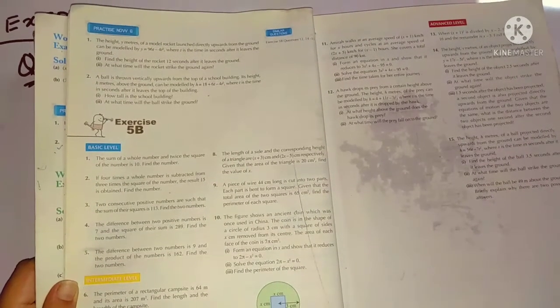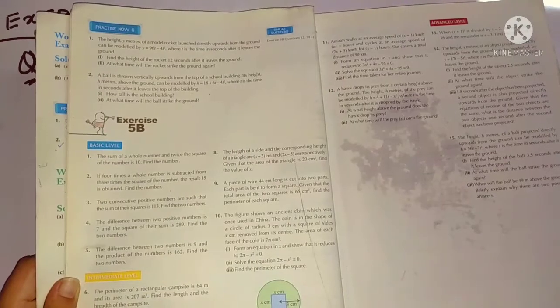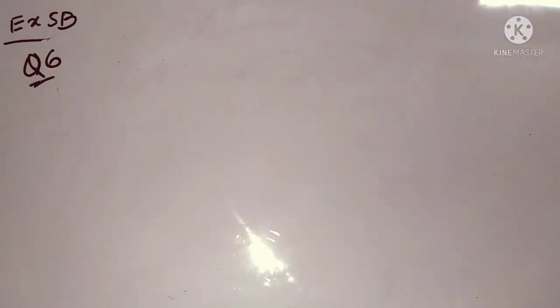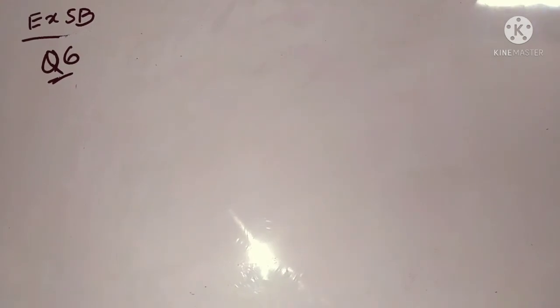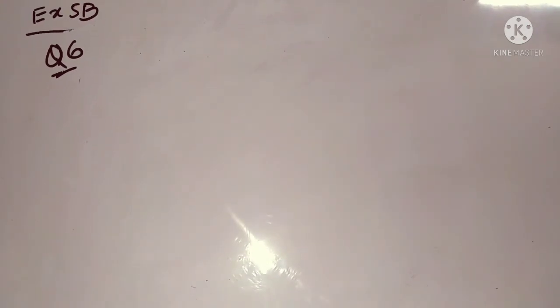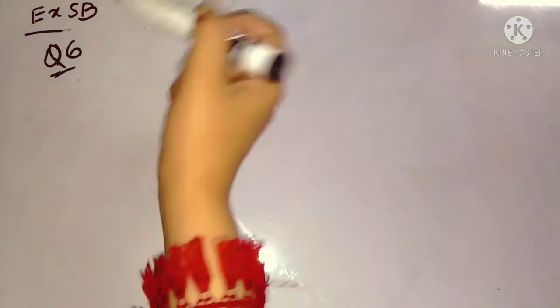Now you have found two values, x and y. So y is 9 and x is 18. So the two numbers are 9 and 18. This is your answer. I hope that question number 5 is clear to you. Now let's move forward to question number 6.